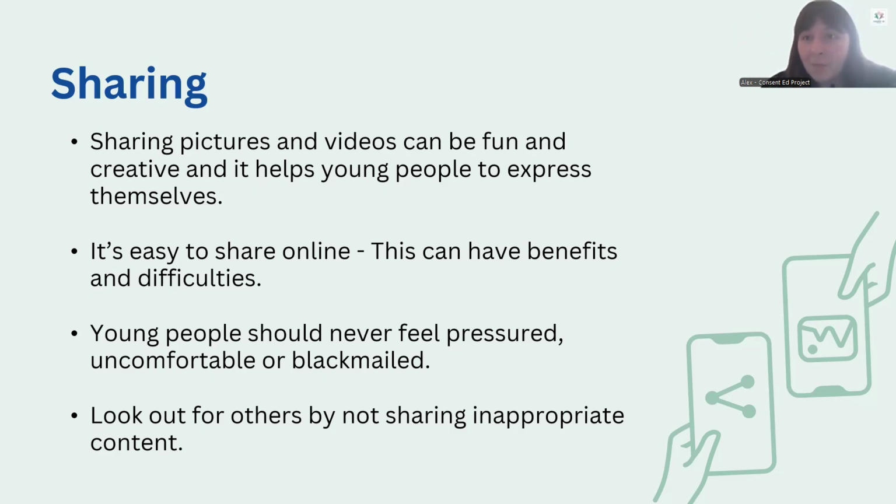Because there's that element of the internet where people have a kind of cognitive dissonance. Often they will say or share more extreme things than they would ever say in real life, because it would be rude to do so. But the online world adds a layer of separation where people aren't always stopping to think about what they're sharing online. That's why they should look out for others by not sharing inappropriate content.